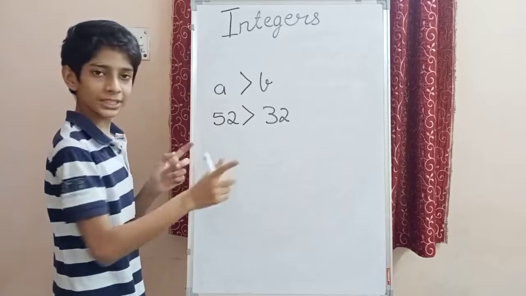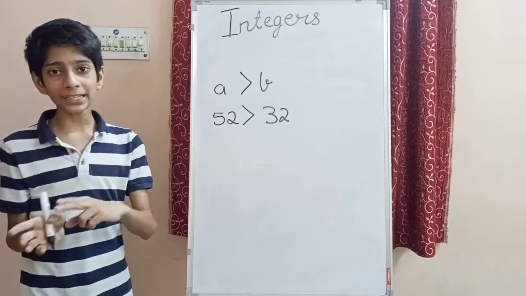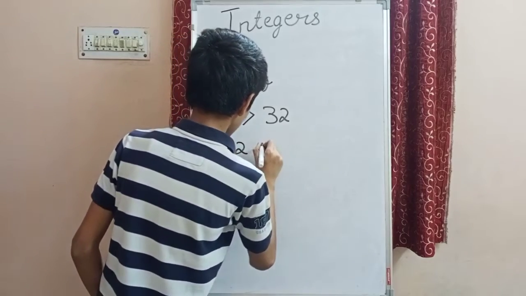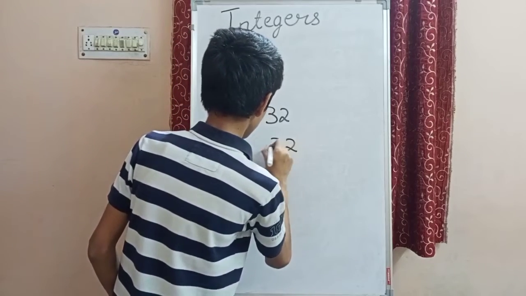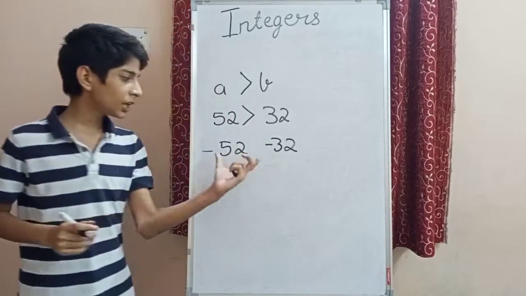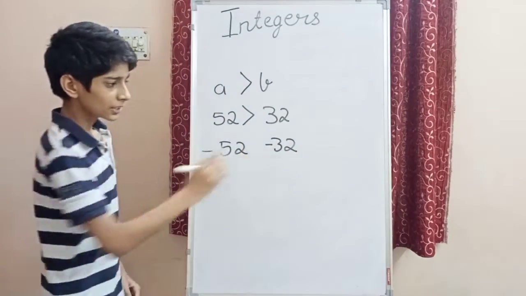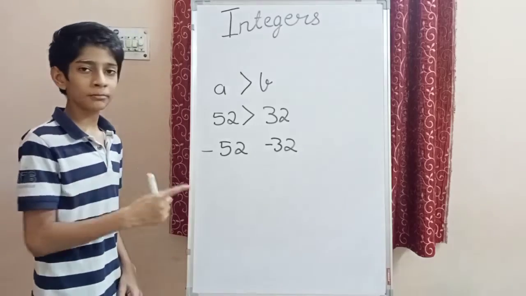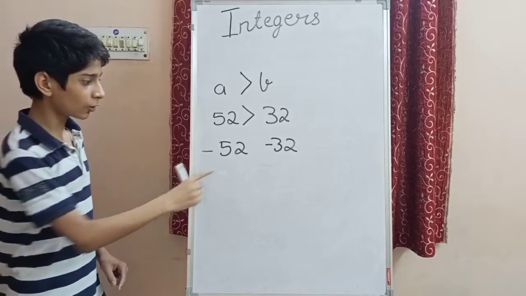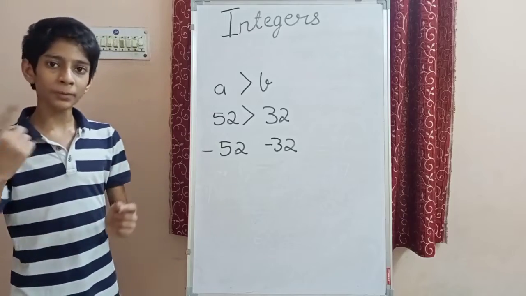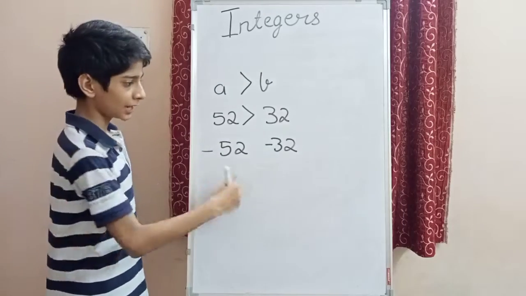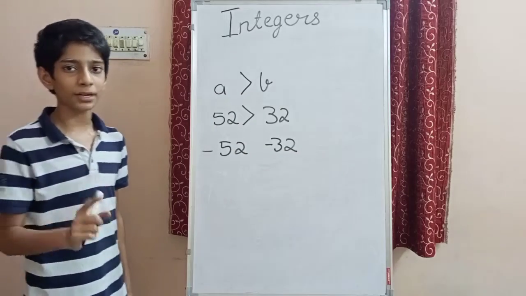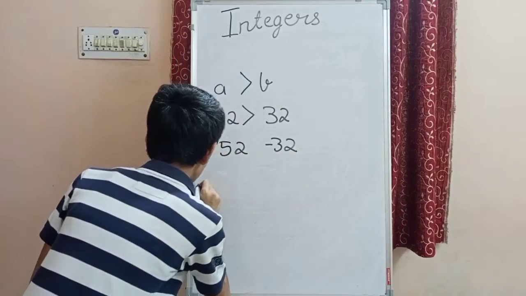So here 52 is greater, but when we go in negative form, then it will be -52 and -32. Now here which number is greater? Is -52 at the right of -32? No. The number which is at the right on the number line will be greater. So which number is on the right of the number line? -32 will be on the right. Because how will it be? It will be like this.